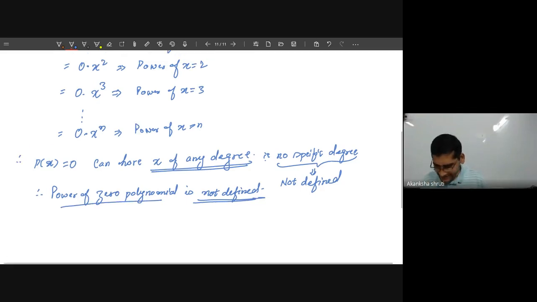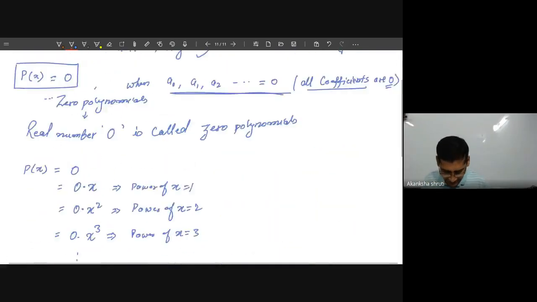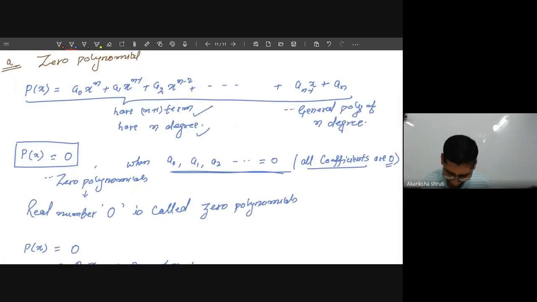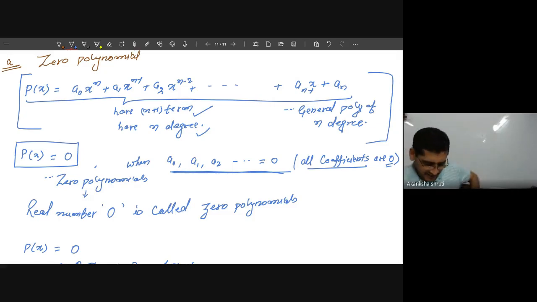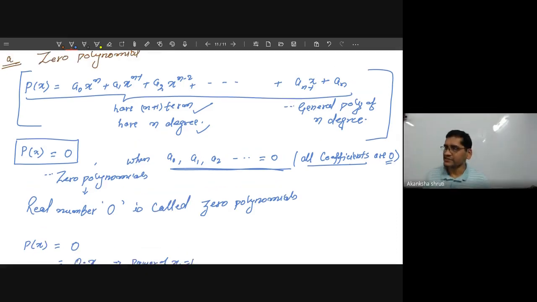Student, please understand once again. What is this zero polynomial I had defined here? I had taken the general polynomial, and this condition is applicable for each kind. This general polynomial becomes zero if all the coefficients are zero. Irrespective of the value of x, the polynomial p(x) will be zero.